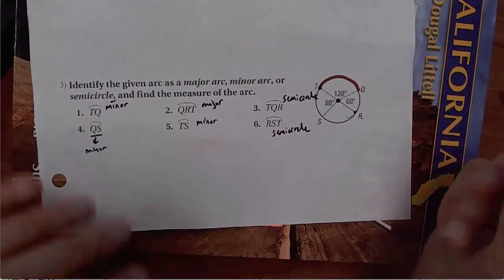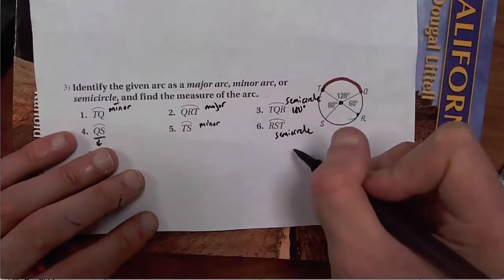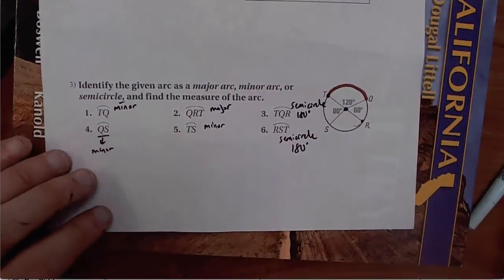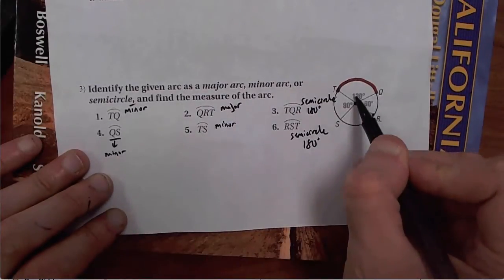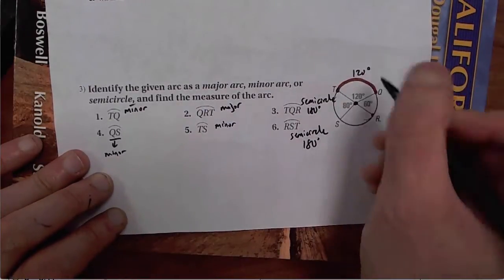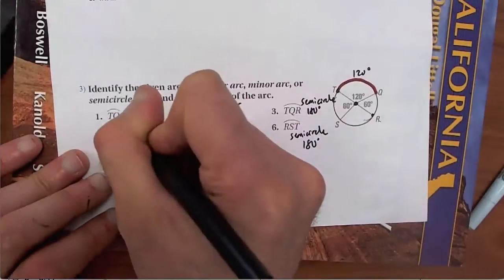Okay, so our measures would be, this would be 180 degrees, this would be 180 degrees. Let's start over. TQ, so this is 120. Remember, our central angle is congruent, so this is also 120 degrees.